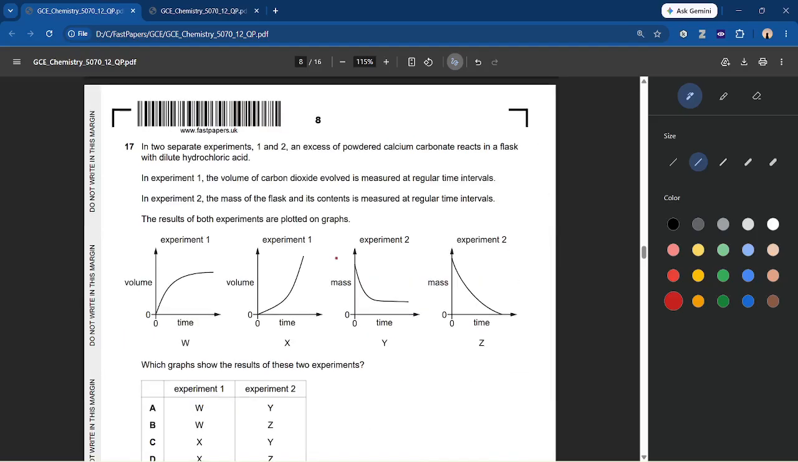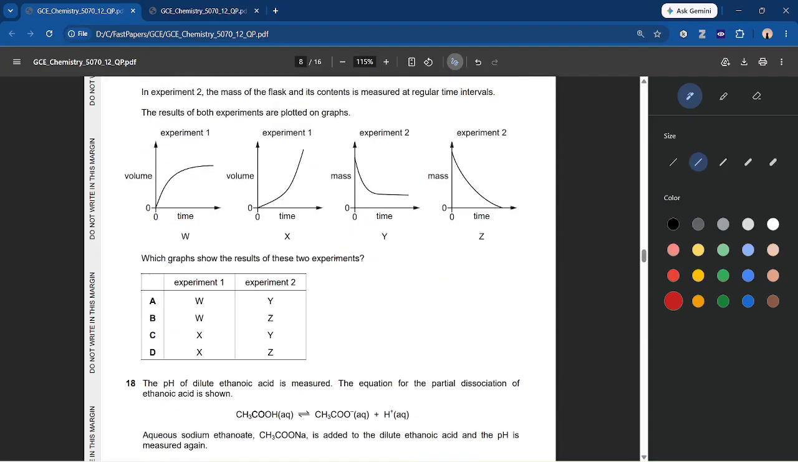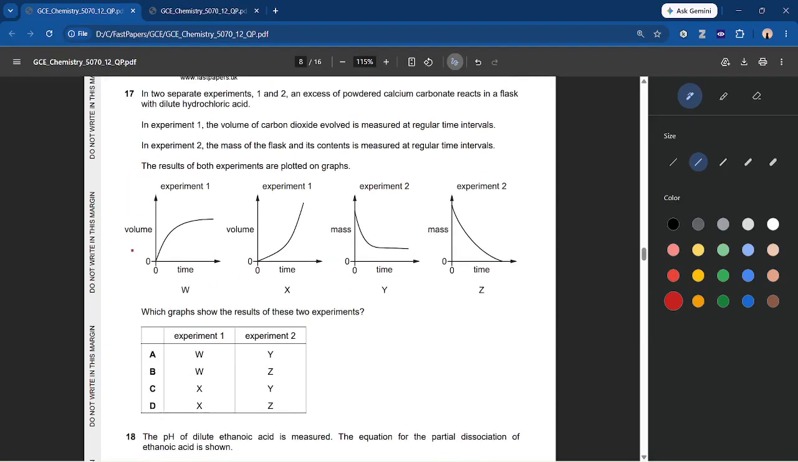All right, 17. In 2 separate experiments, 1 and 2, an excess of powdered calcium carbonate reacts in a flask with dilute hydrochloric acid. In experiment 1, the volume of carbon dioxide is measured at regular time intervals. In experiment 2, the mass of the flask and its contents is measured at regular time intervals. The results of both experiments are plotted on graphs. So for W, you see the volume increases, then stops at 1 time. So now they're asking us which graph shows the results of these 2 experiments.